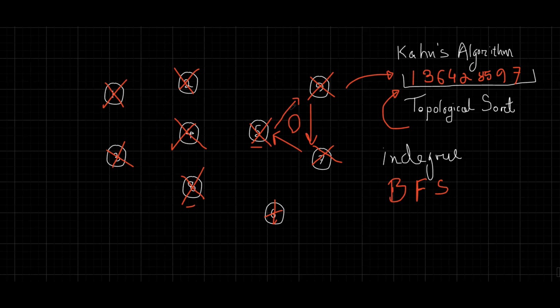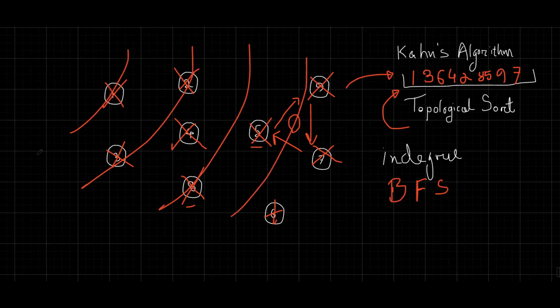I hope you understood the algorithm and how basically the BFS works here. Basically here BFS works in a level by level manner. In each level, we will take the nodes which have in degree 0. I hope you understood the algorithm. Now let's move on to the code.